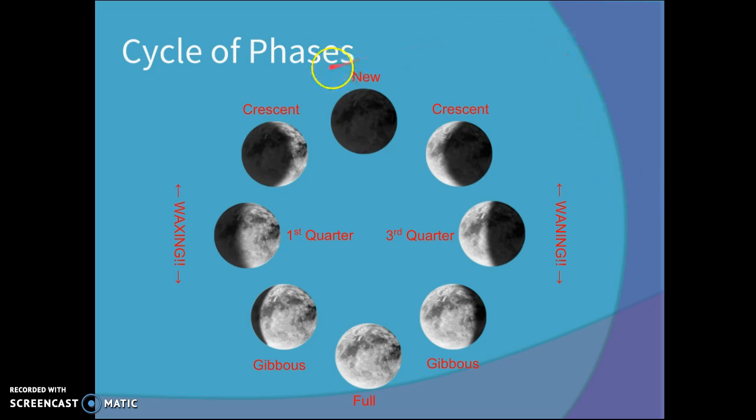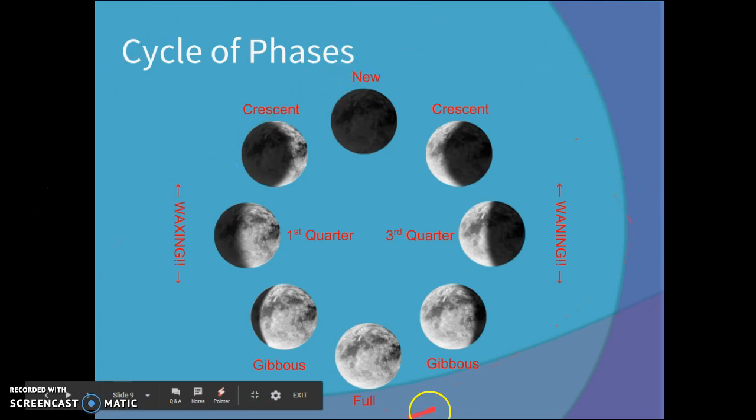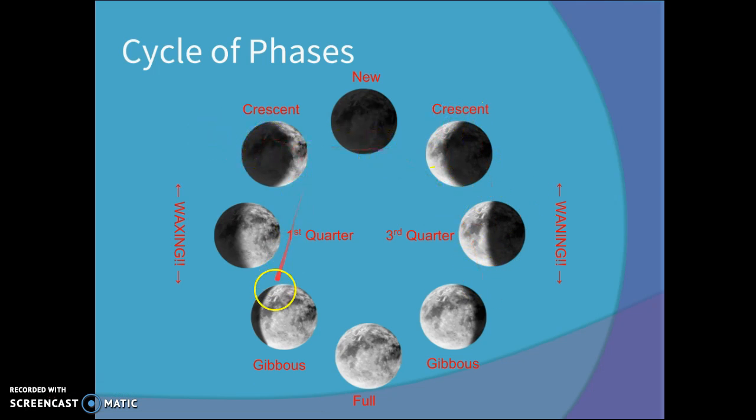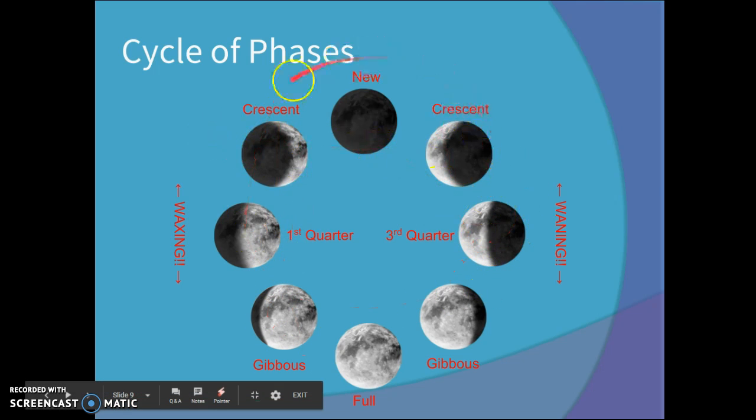All right, so the cycle of phases, they go through a phase of waxing and waning. Waning, we see the light on the left. Waxing, we see the light on the right. It always cycles from new to full and back again.